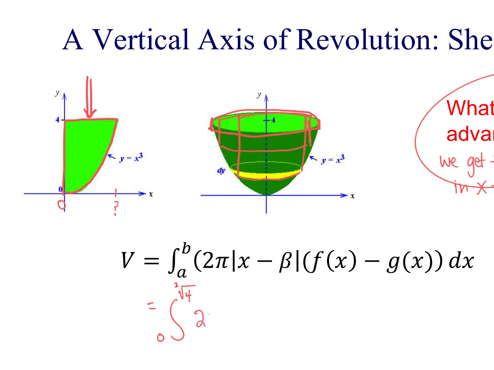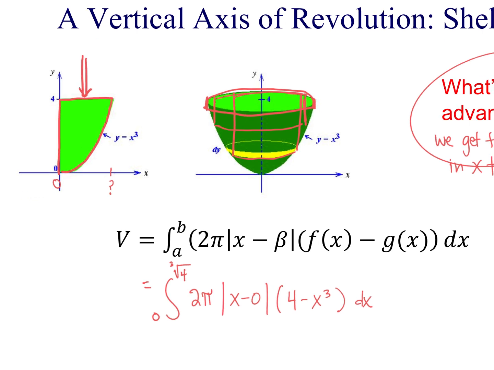It'll be 2 pi. The radius is going to be x minus the position of the axis of rotation, which happens to be 0 in this case because we're rotating around the y-axis. And then our upper curve is the number 4, because it's the horizontal line that forms the upper edge. And then our lower curve is x cubed dx. So that's the setup.